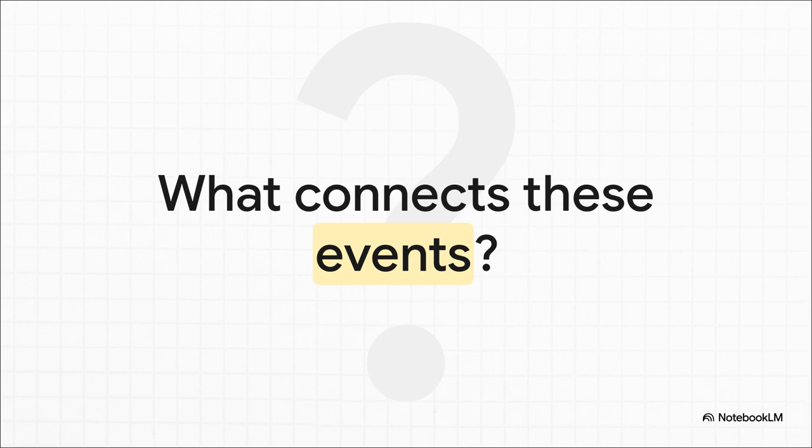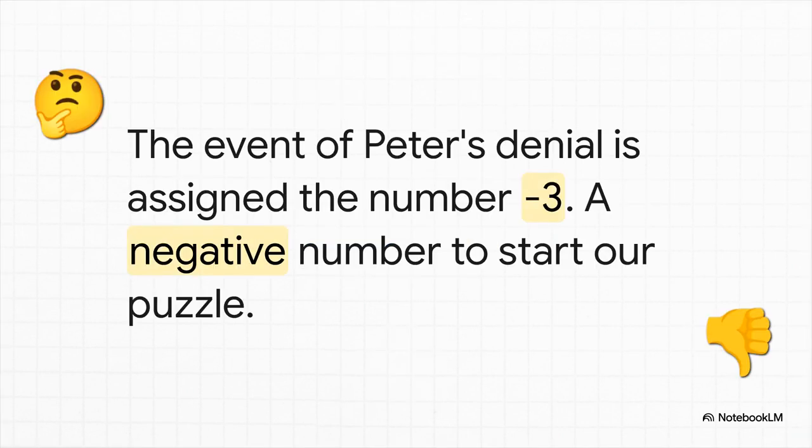We've got the denial of an apostle, the resurrection of a major religious figure, and a prophet having a complete change of heart. The answer is, well, it's wild. It comes straight out of a sixth-grade math class. No, seriously. Okay, clue number one from our source.